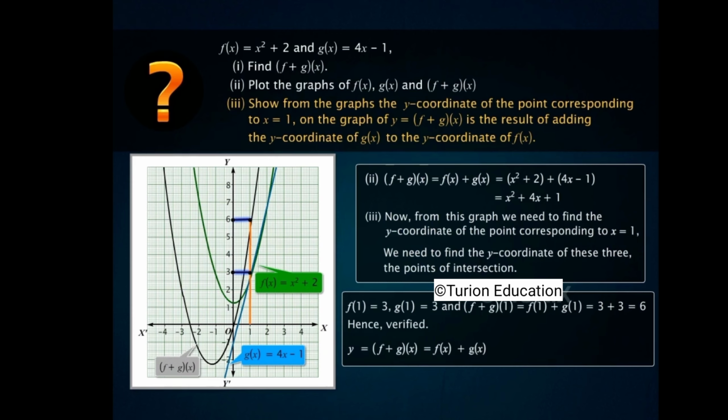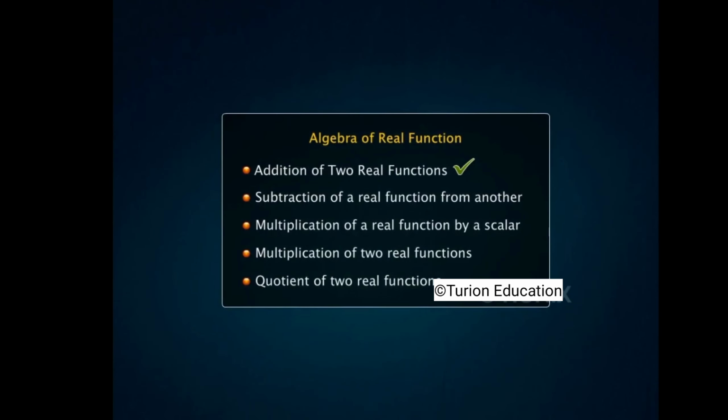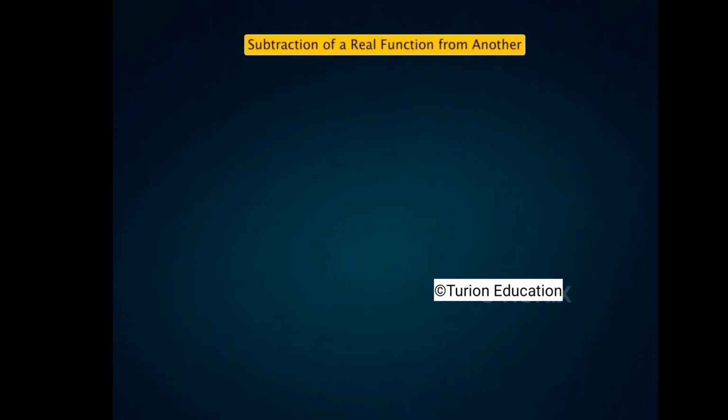We may say that adding two functions is like plotting one function and taking the graph of that function as the new x-axis. Points of the second function are then plotted with respect to the new axis. Just as with addition of real functions, we can define the subtraction of one real function from another by substituting addition for subtraction. Recall that subtraction is the reverse of addition.